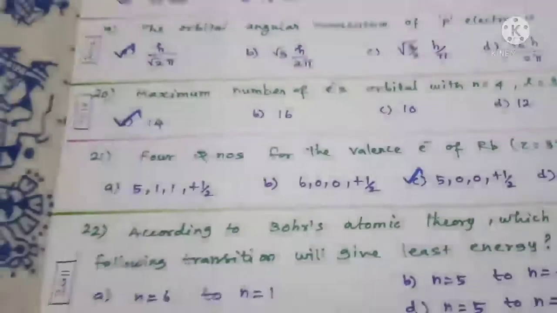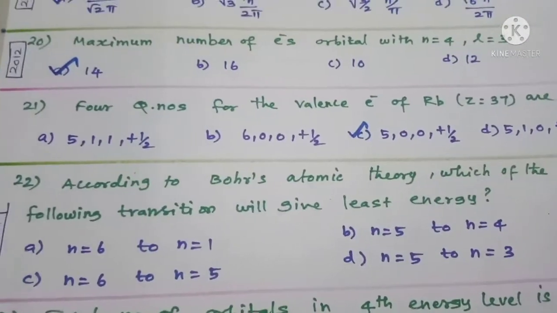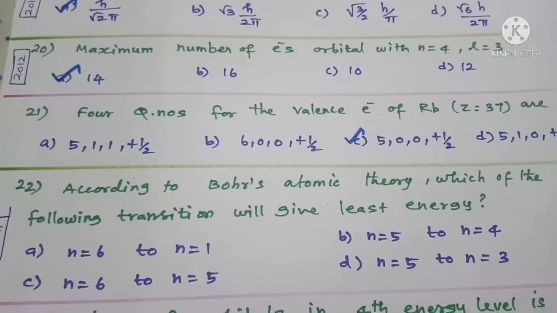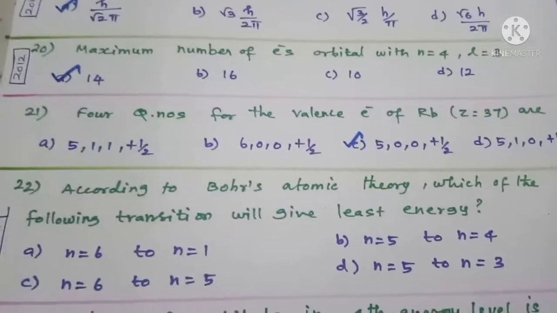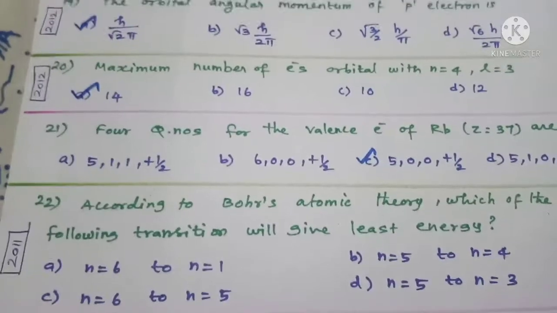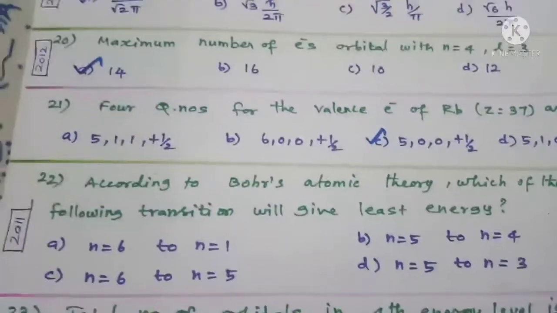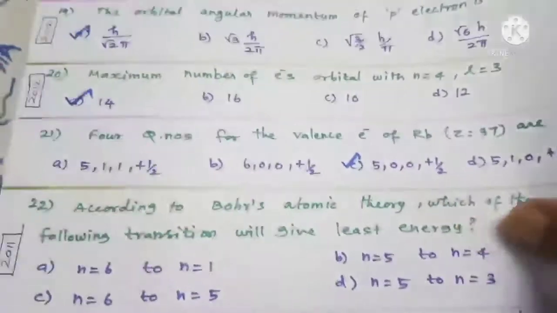Now question number 22. According to Bohr's atomic theory, which of the following transitions will give the least energy? You are given different transitions. Among these 4, which one will give the least energy? That is what you have to find out.